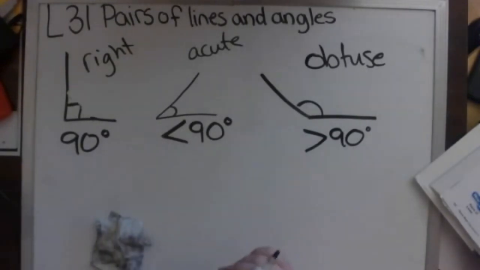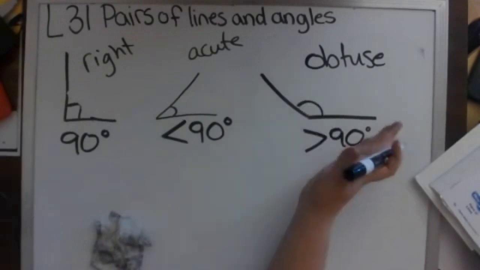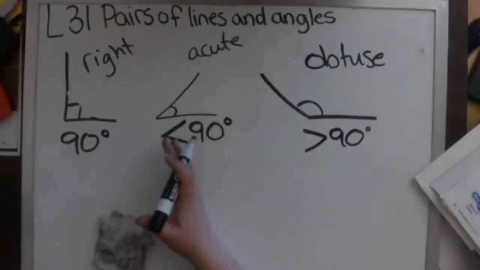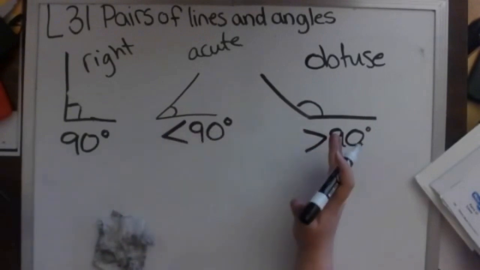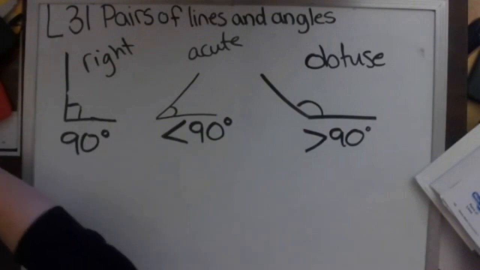Again, the degrees is you're measuring from one line to the other. That is what the actual measurement is. But right is 90, acute is smaller than 90, obtuse is bigger than 90. Those are pairs of lines and angles for lesson 31, Saxon 5.